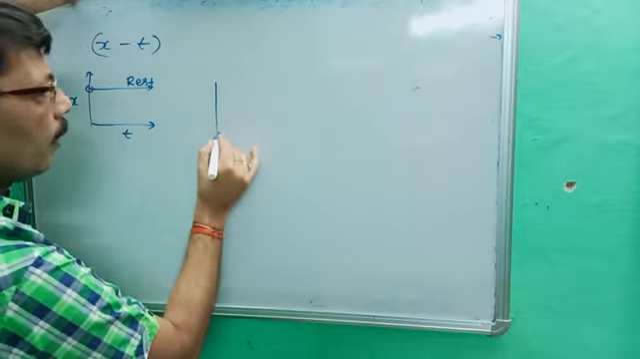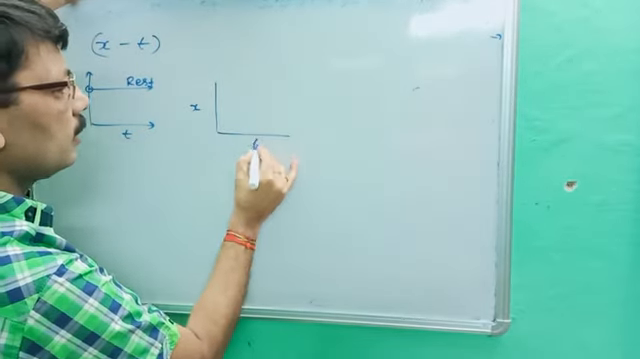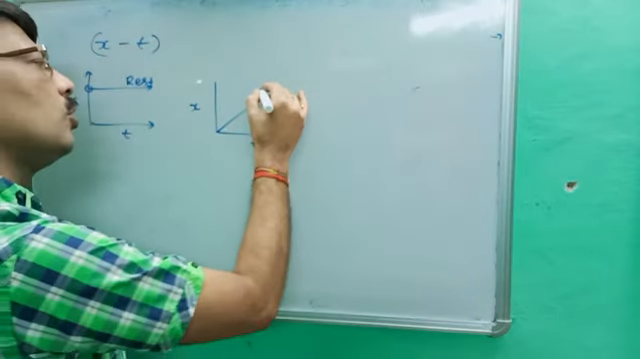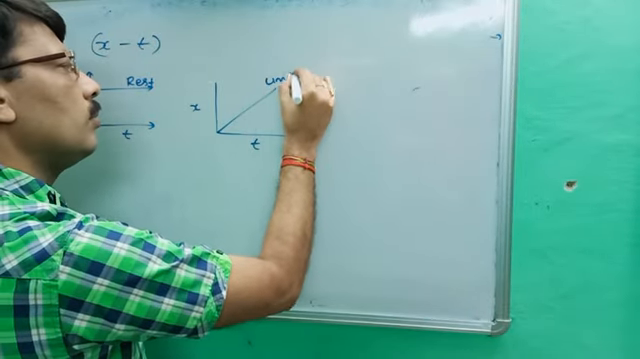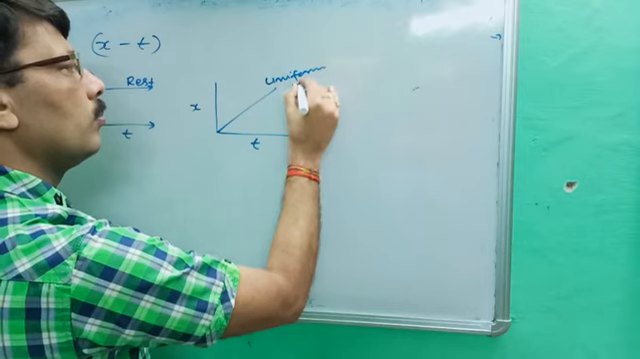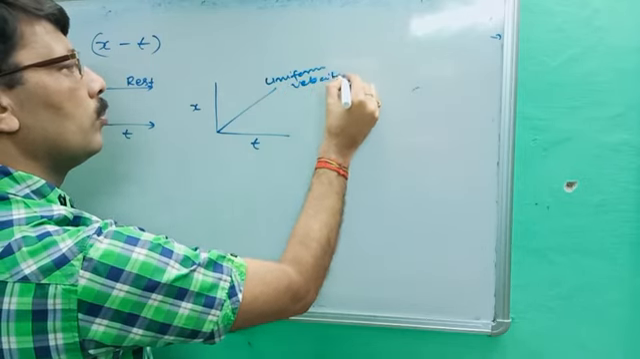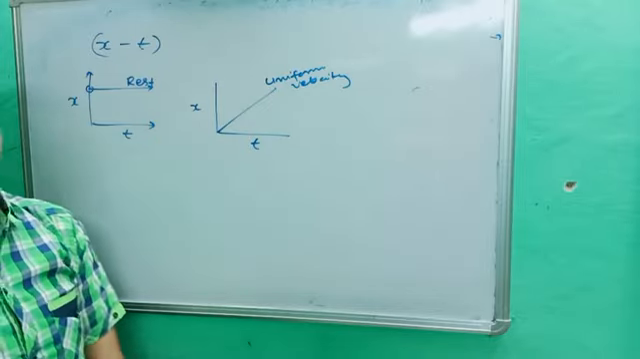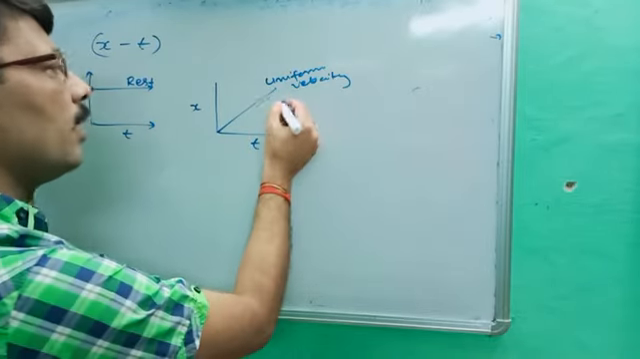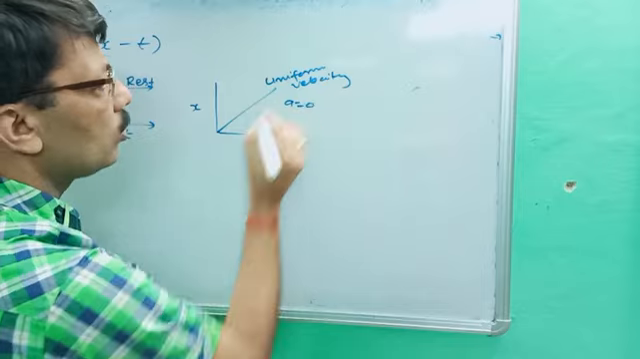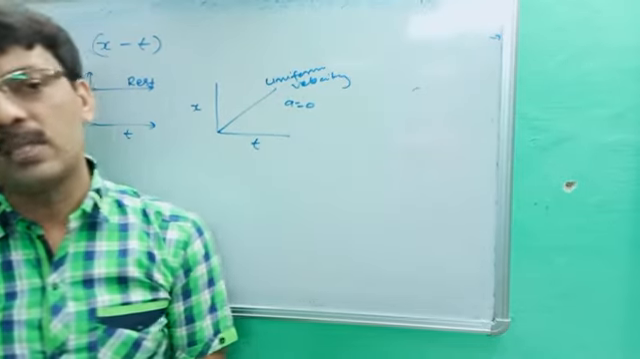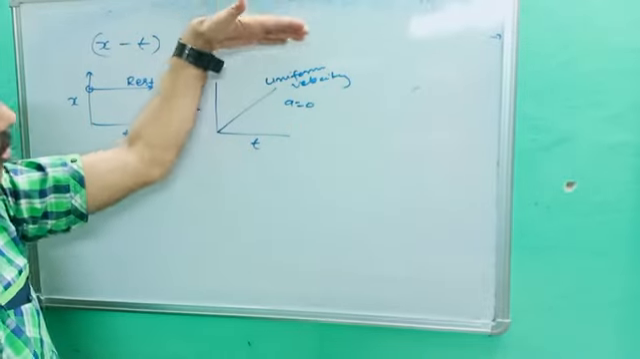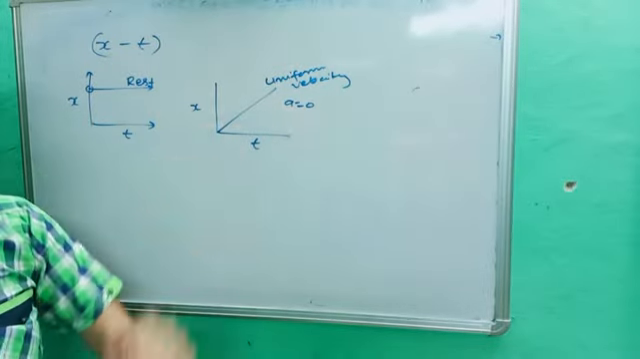Same point, xt graph. If you are getting a straight line starting from the origin, this is called uniform velocity, and for uniform velocity you had better know that acceleration is equal to 0. You had better know the definition of acceleration: the rate of change in velocity is called acceleration. Since the body remains in uniform motion, its acceleration is 0.